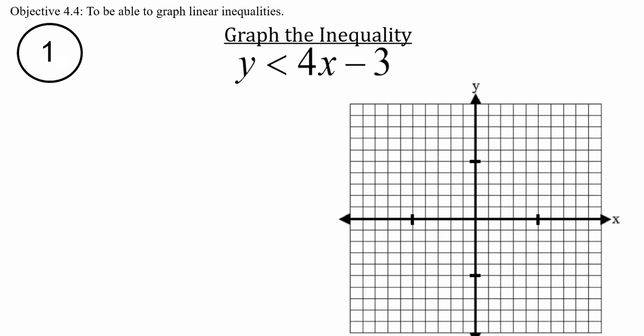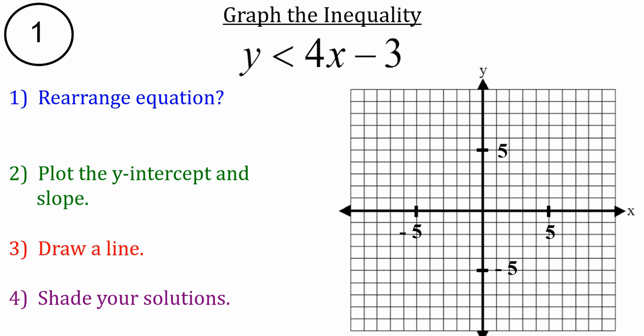So again, our process would be, if we have to rearrange the equation in slope-intercept form, plotting our y-intercept and the slope, drawing our boundary line, and then shading the solutions. So if we look at our inequality, y is less than 4x minus 3, we can see it's already in slope-intercept form. And so we know our y-intercept is going to be at (0, -3). So we could plot that on our graph.